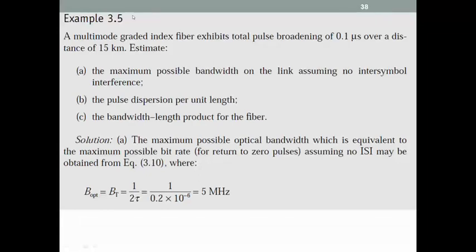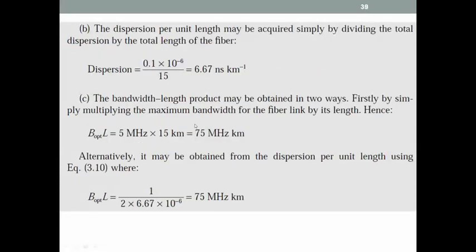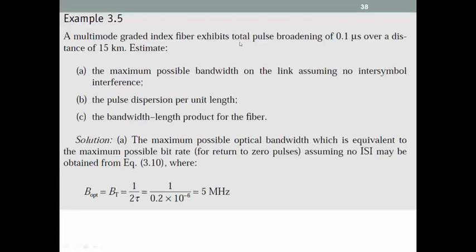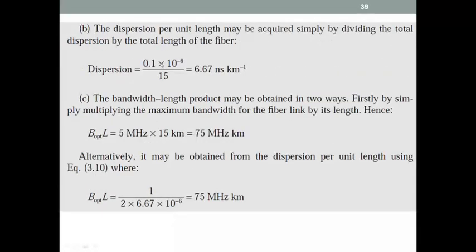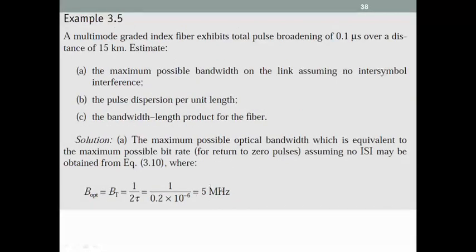Next comes one problem where a multi-mode graded index fiber exhibits a total pulse broadening of 0.1 microseconds. Pulse broadening is given as tau, for a distance of 15 kilometers. We need the maximum possible bandwidth on a link, assuming no intersymbol interference, the pulse broadening per unit length, and the bandwidth length product of the fiber. So you can calculate the pulse dispersion per unit length by 0.1 microseconds divided by 15. The 0.1 microseconds was available here, and B_T is equal to 1 by 2 tau.